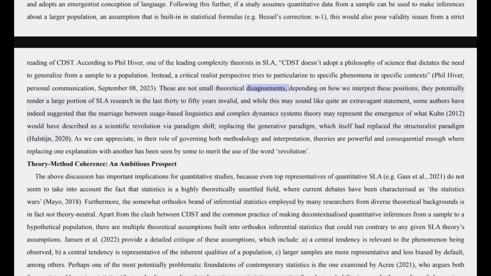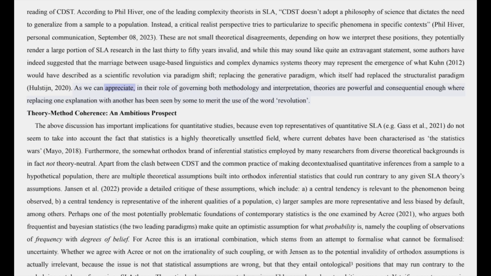These are not small theoretical disagreements. Depending on how we interpret these positions, they potentially render a large portion of SLA research in the last 30 to 50 years invalid. And while this may sound like quite an extravagant statement, some authors have indeed suggested that the marriage between usage-based linguistics and complex dynamic systems theory may represent the emergence of what Kuhn, 2012, would have described as a scientific revolution via paradigm shift, replacing the generative paradigm, which itself had replaced the structuralist paradigm, Holstein 2020. As we can appreciate, in their role of governing both methodology and interpretation, theories are powerful and consequential enough that replacing one explanation with another has been seen by some to merit the use of the word revolution.